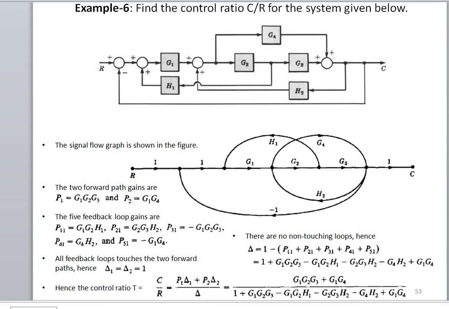So today we will discuss another problem. The question is given here. Find the transfer function or control ratio C by R. The control ratio C by R is actually the same. That is, we have to find the transfer function of the given system.